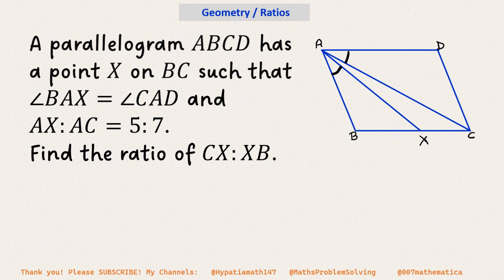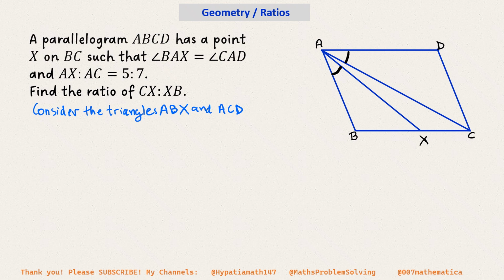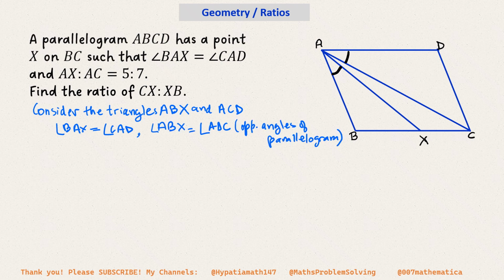Right, so we start with these two triangles ABX and ACD. Angle BAX, which has been given, is equal to angle CAD, and angle ABX equals angle ADC, because opposite angles of a parallelogram are equal. Therefore angle BXA would be equal to angle ACD, which means these two triangles are similar to one another.